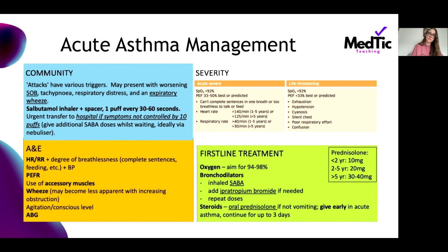It can be really useful for your exams to learn the acute, severe, life-threatening criteria, because they do like to ask things like, what is the severity of this asthma attack? But generally, you're going to want to assess their NEWS score, their peak flow. Peak flow is very important for saying severity. You're going to listen for wheeze. You're going to do an ABG, and if that CO2 is normalising, that's life-threatening.